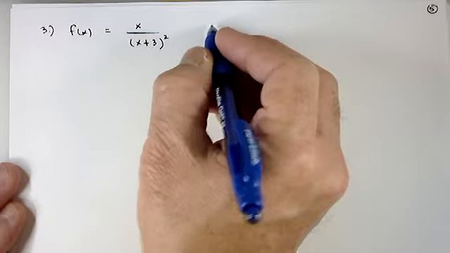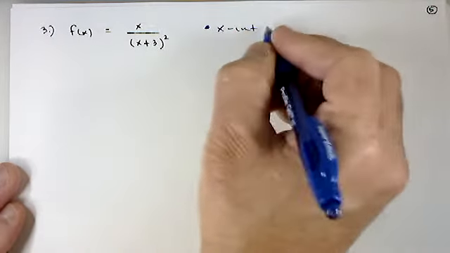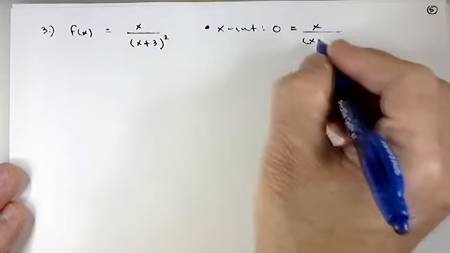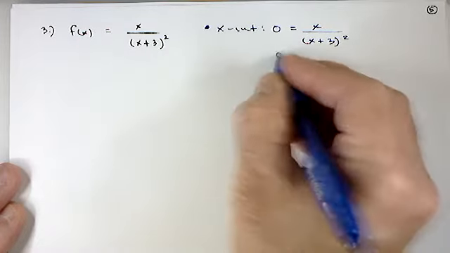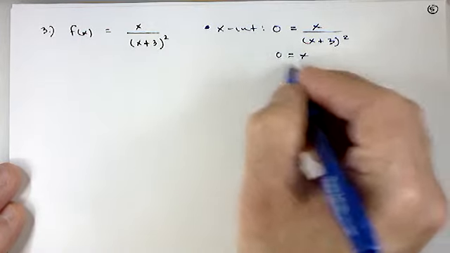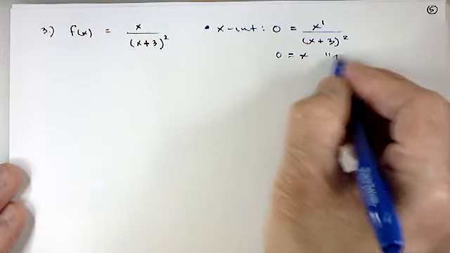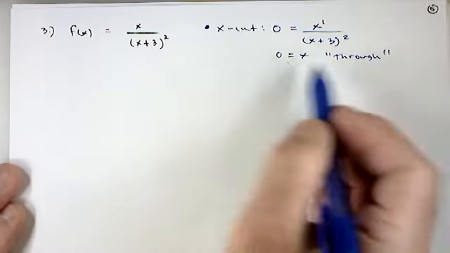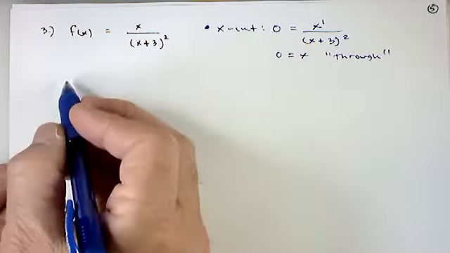So let's go straight to my x-intercepts. If I set this equal to 0, a fraction's only 0 if the top is 0. So it's just x equals 0, and it's x to the first. That's an odd power, so I know this is a through intercept. It's also the origin, so I know my y-intercept is going to be 0 as well.